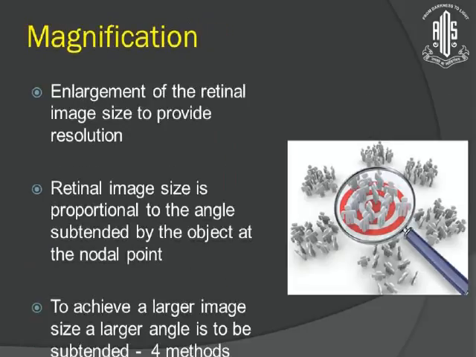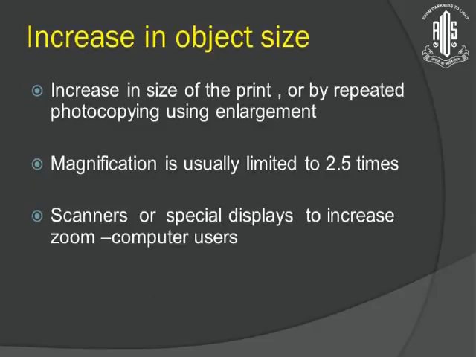Magnification is the enlargement of the retinal image size to provide resolution. And we have four methods to increase magnification. One is increasing the object size. This is an increase in the size of the print or by repeated photocopying. You can get a larger print. But this is usually limited to about 2.5 times magnification. And scanners or special displays are used to increase zoom.